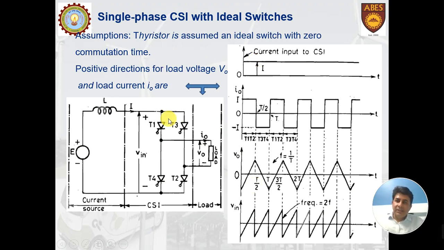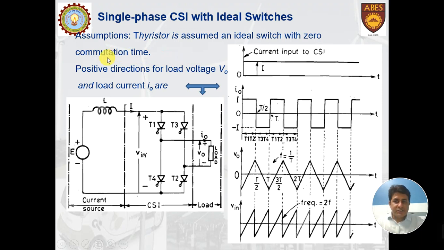This is the basic circuit which shows the working of a current source inverter. Here we have made one assumption. That assumption is that the switches that we have used, the thyristors here, are considered lossless, and they are considered to have zero commutation time. That means if they are switched on, immediately they will come to the on position, and when they are turned off, they will immediately go to the off position.